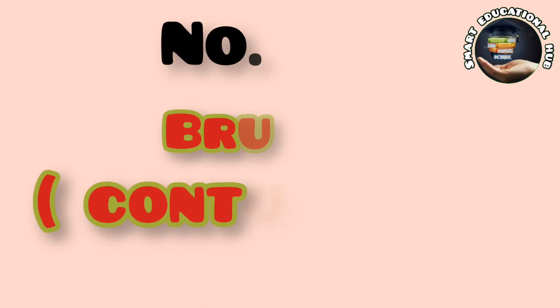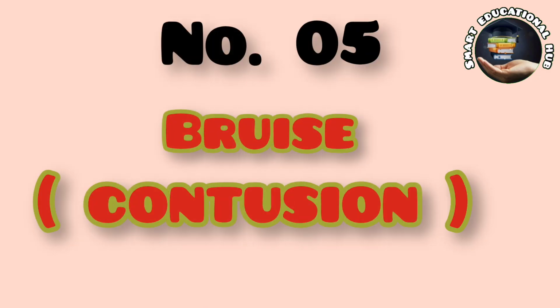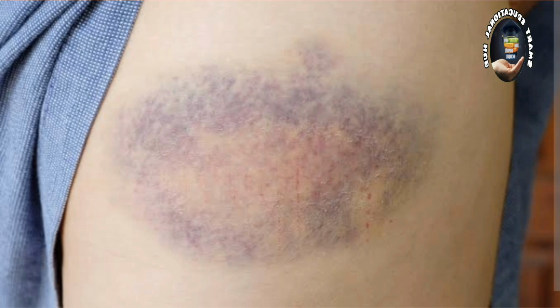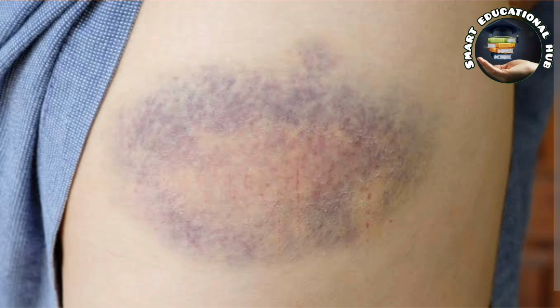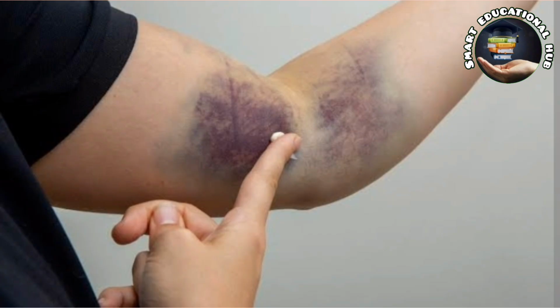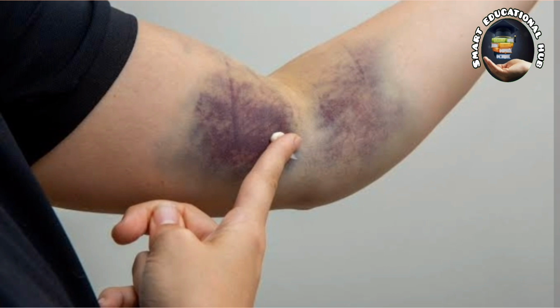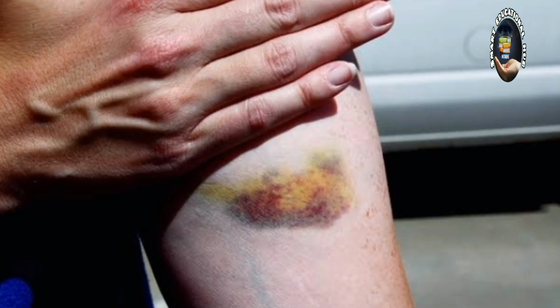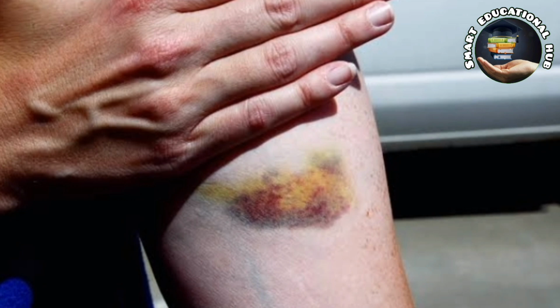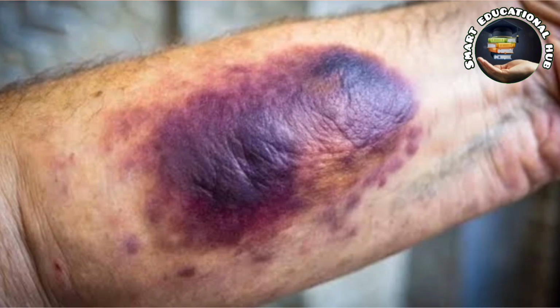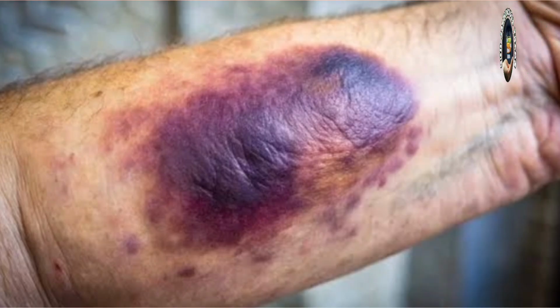Number 5, bruise, contusion. A bruise is a dark, painful area on the skin that appears after you bump into something or get hit. It happens when small blood vessels under the skin break and leak blood, but the skin itself doesn't break. Most bruises go away on their own in a few days without any special treatment, but using a cold pack can help reduce swelling and pain.